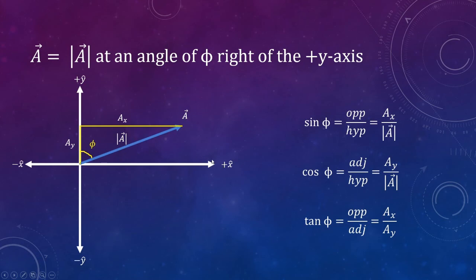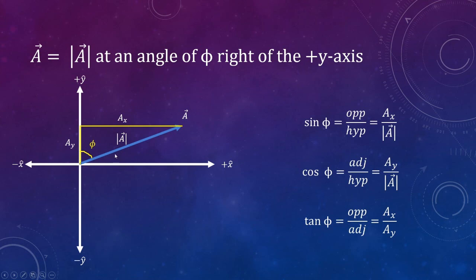And likewise, the cosine, which is always defined as the adjacent over the hypotenuse: the adjacent side of this yellow angle is the y component of A, and the hypotenuse is still the magnitude. And tangent would be opposite, which is Ax, over adjacent, Ay. So this is giving you the reverse of what you had before when you had the angle with respect to x.